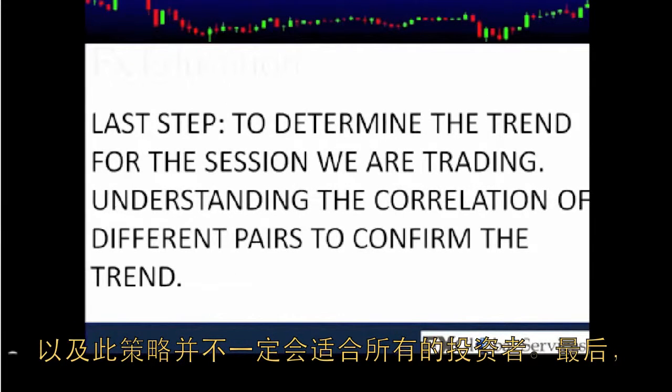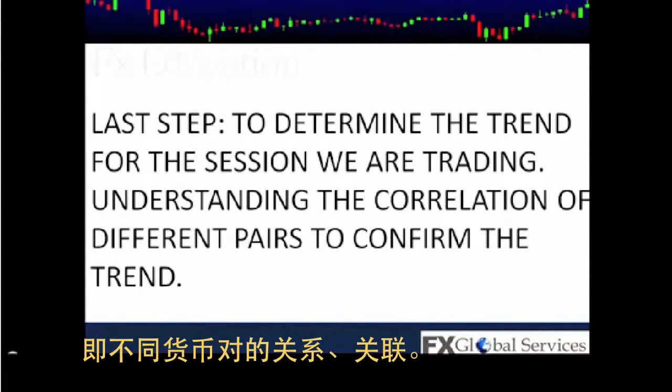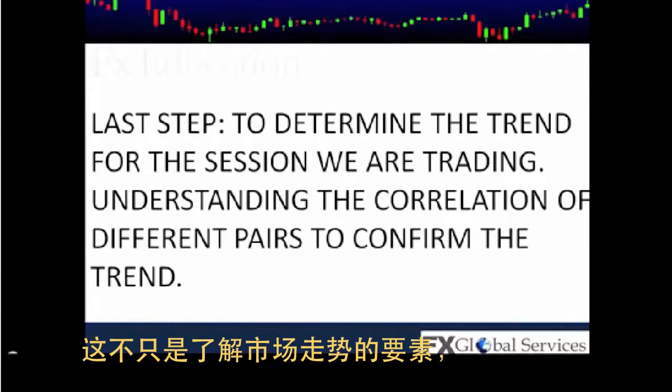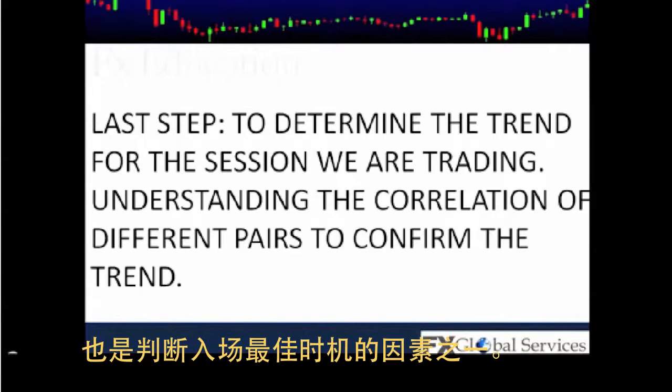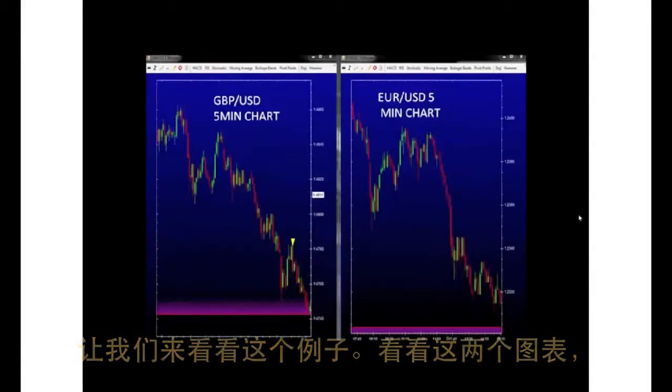Last step in determining the trend for the different sessions of the trading day. We have to understand the correlation of different currency pairs. Not only is this good to apply for understanding the trend or the direction of the market, but this is also very important for when you look to place your entries. Allow me to give you an example.